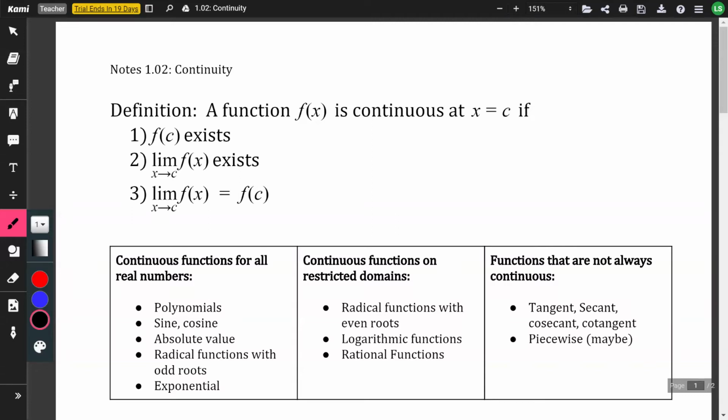This video is going to go through the definition of continuity, the types of functions that are considered continuous or discontinuous, the types of discontinuities, and a few examples that involve the definition of continuity.